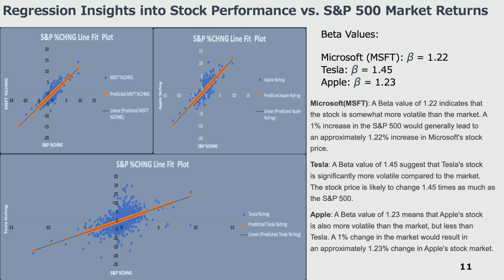Tesla, with a beta value of 1.45, suggests that Tesla's stock is significantly more volatile compared to the market. The stock price is likely to change 1.45 times as much as the S&P 500. Apple, with a beta value of 1.23, means that Apple's stock is also more volatile than the market, but less than Tesla. A 1% change in the market would result in an approximately 1.23% change in Apple's stock price.